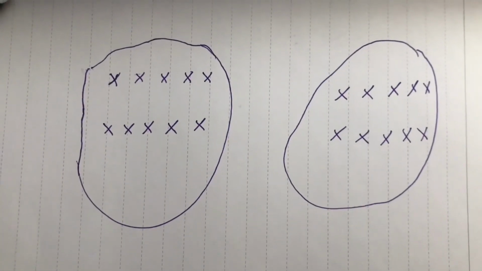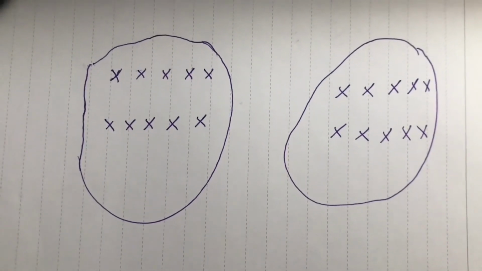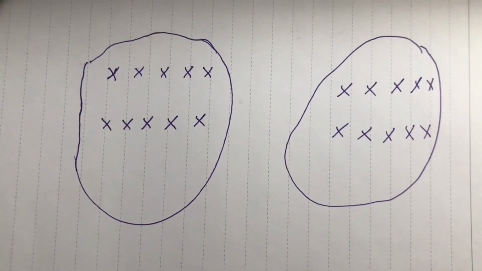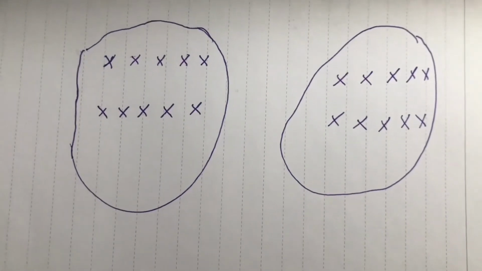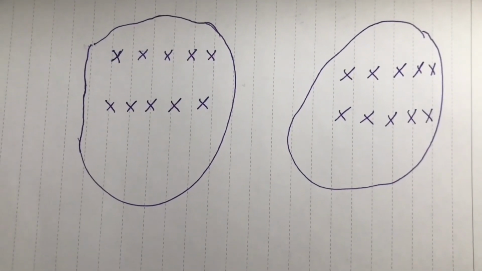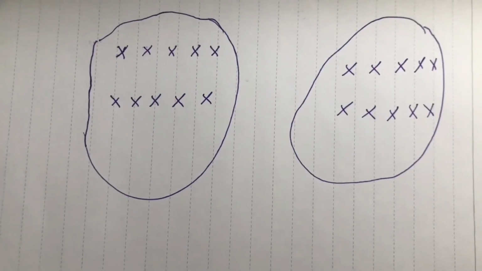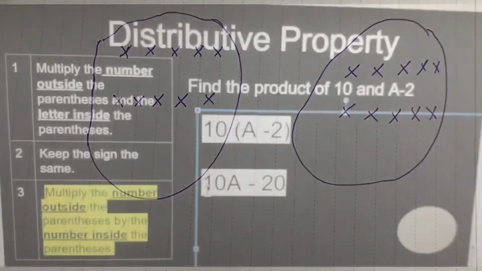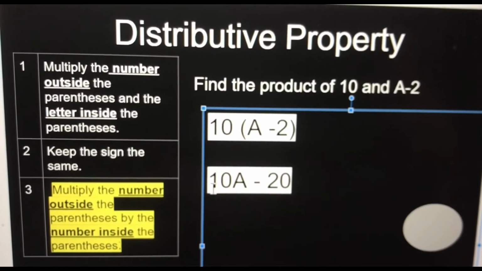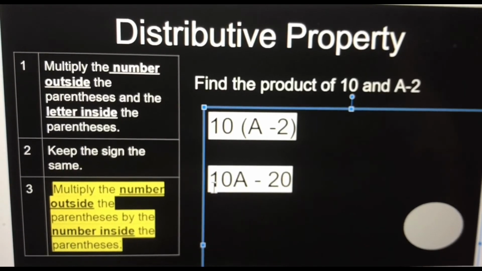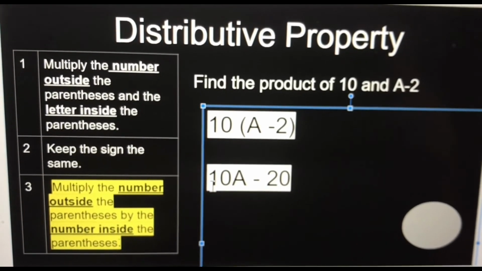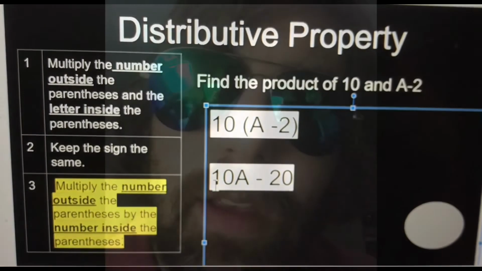Again, both ways of counting will get you the right answer, but I would definitely recommend skip counting. That is the quickest, most efficient way. There's also less of a risk of miscounting, but either way will get you the right answer. To conclude our answer to demonstration problem number 2, find the product of 10 and a minus 2. The product of 10 and a minus 2 would be 10a minus 20.